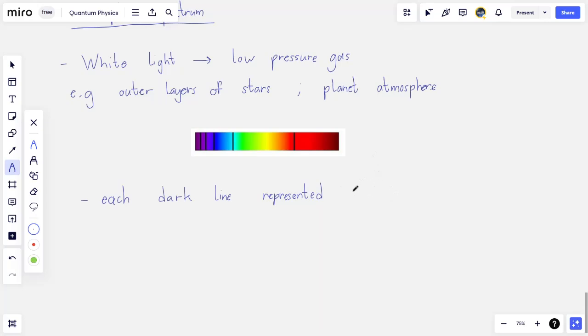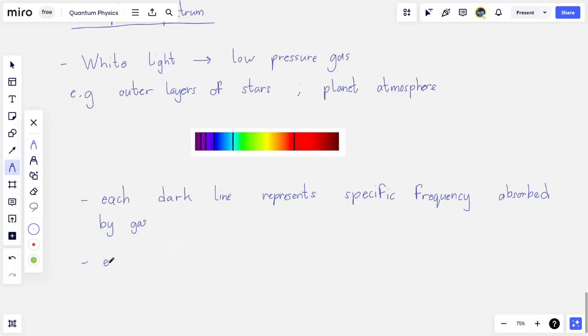So each dark line represents the specific frequency or specific wavelength. And again, that corresponds to the specific color. And so I can overlap the line spectrum and see which colors are missing, and I can tell hence what gas I'm observing. And so the absorption spectrum is sort of the inverse of the line spectrum.